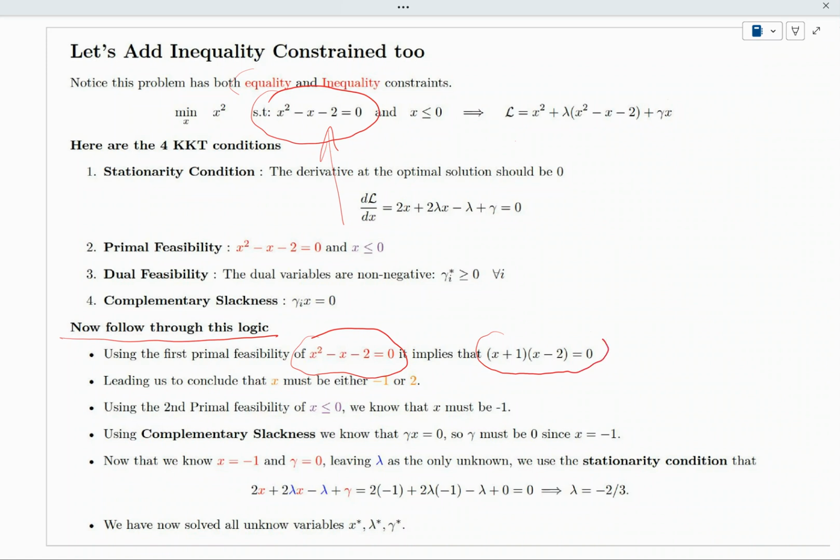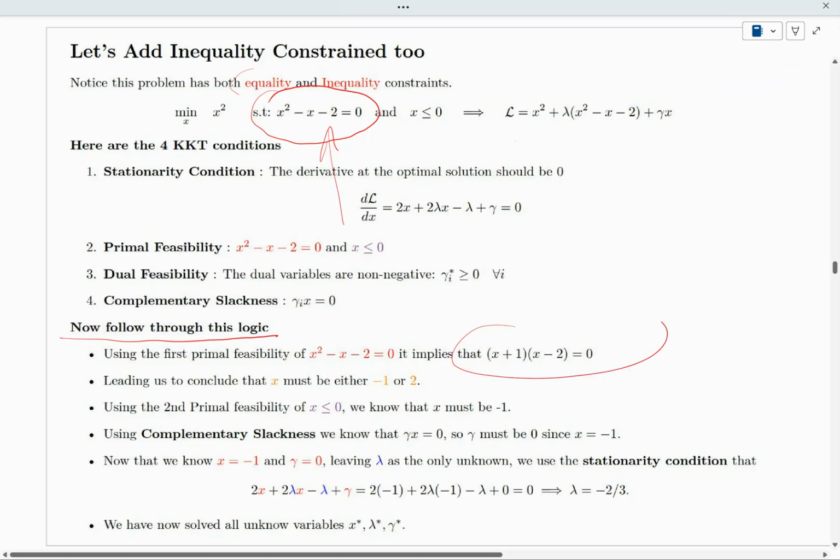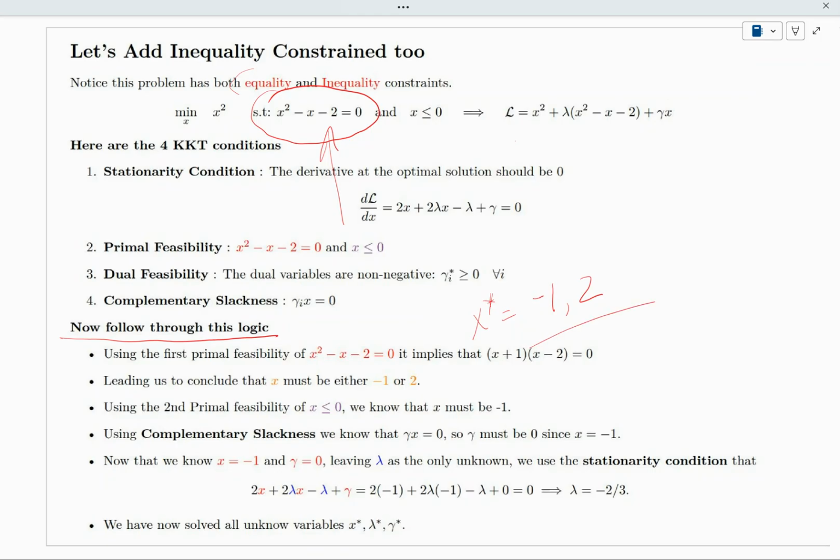If this has to be true, this implies that the solution could be this. So (x plus 1) times (x minus 2), you just factor them out. This has to equal 0. So the solution is either negative 1 or 2. x star is equal to one of these. Well, after that, we look at another condition. The constraint says that x has to be less than 0. Well, if that's the case, then it can't be 2. So now we know exactly what x star is based on these four conditions that were given to us.